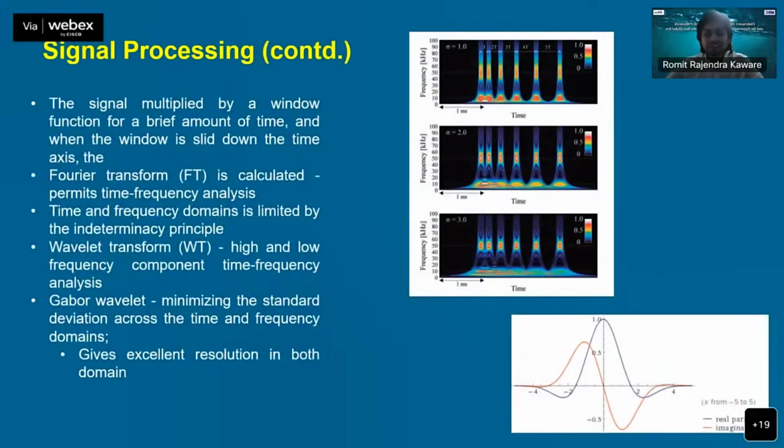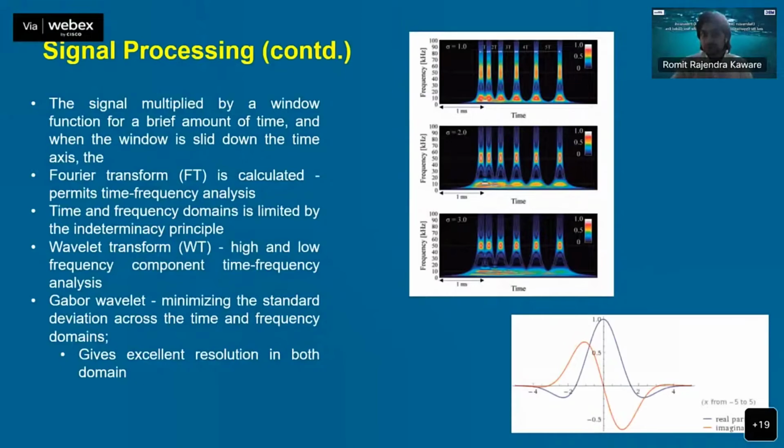Once the Fourier transform is applied to the data, we have some challenges. First, the time-frequency analysis is bounded by the uncertainty principle. That is, we cannot simultaneously enhance the resolution of the frequency and time. So, in order to counter these challenges, a wavelet transform is used. There are a lot of wavelet transforms available, but based on several factors and considerations, a Gabor wavelet is used in this case.